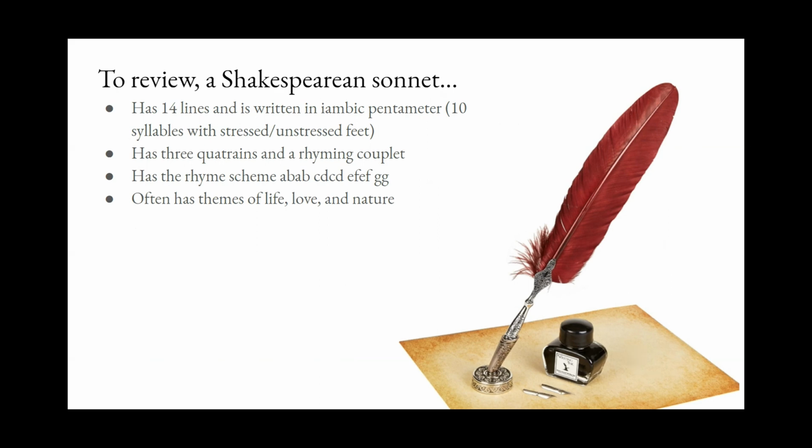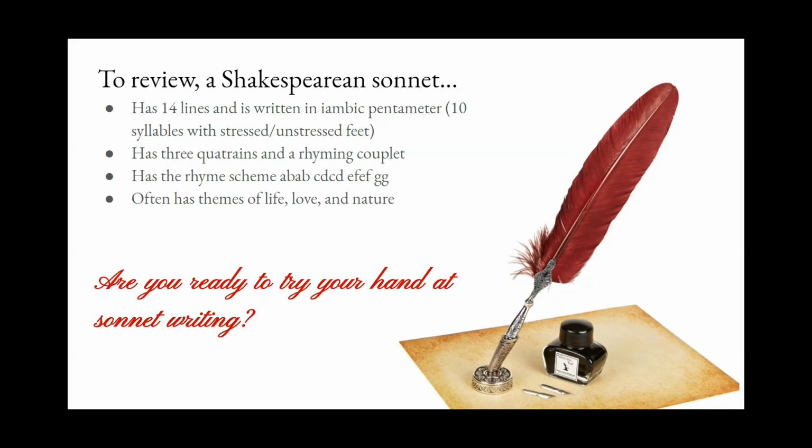So, to review, a Shakespearean sonnet has 14 lines and is written in iambic pentameter, which means it has 10 syllables with stressed/unstressed feet. It has 3 quatrains, which is a stanza of 4 lines that rhyme alternately, and a rhyming couplet. It has the rhyme scheme ABAB, CDCD, EFEF, GG, and often has themes of life, love, and nature. Are you ready to try your hand at sonnet writing?